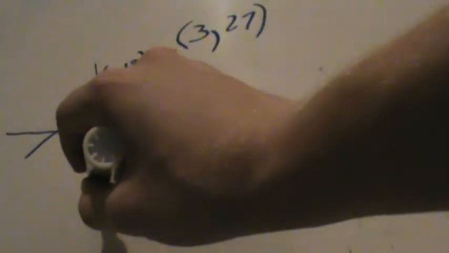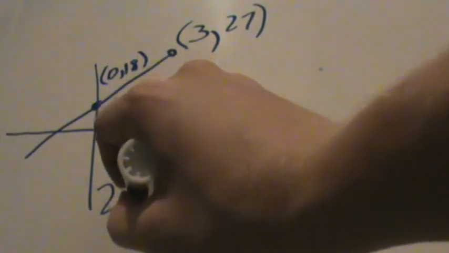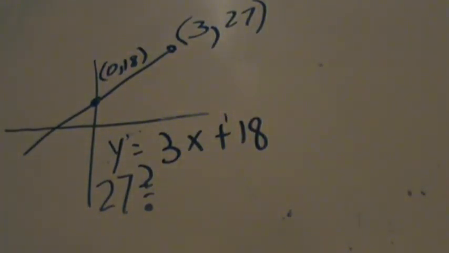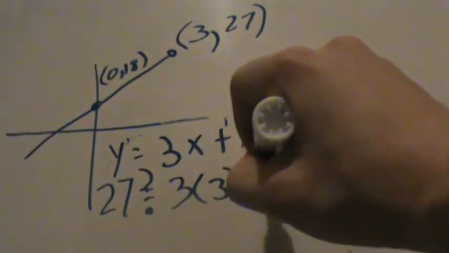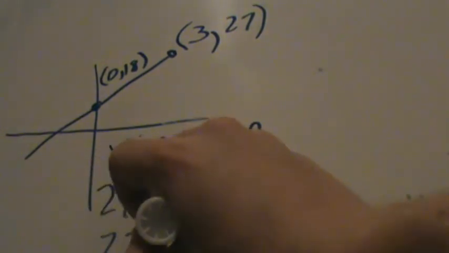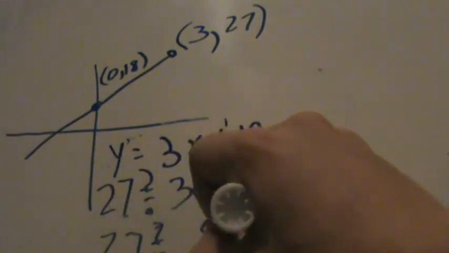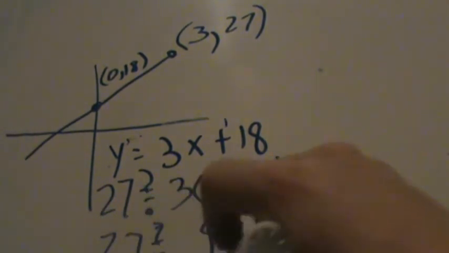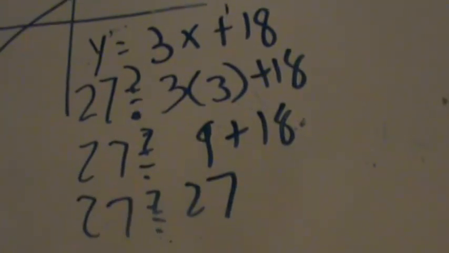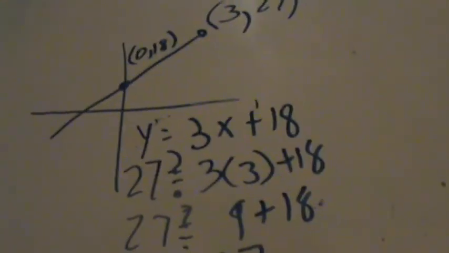So let me just write that out for people who don't readily see that. So 27, does that equal, and this is how we represent in mathematics if we're trying to prove some sort of identity, the equals with a question mark through it. So is that equal to 3 times 3 plus 18? Is 27 equal to 9 plus 18? Is 27 equal to 27? Well, it sure is. So looks like we proved that identity.